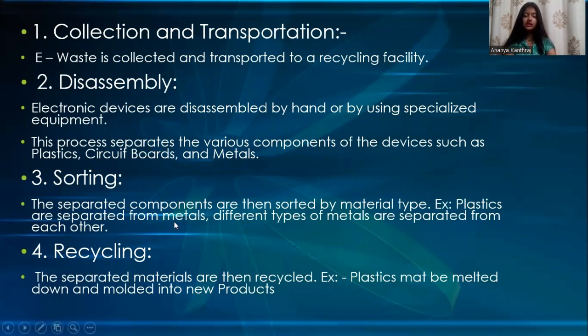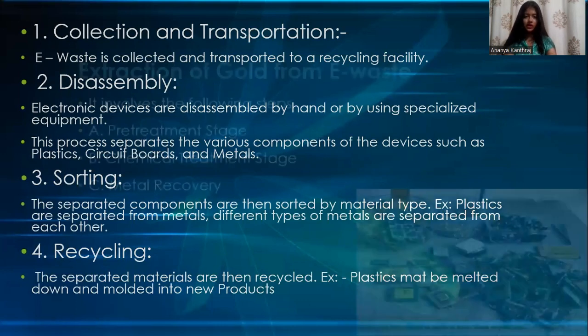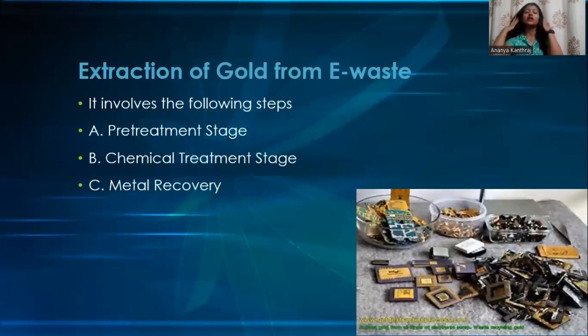Fourth is the recycling method. The separated materials are then recycled. For example, plastics can be melted down and molded into new products. So let us look into the extraction of gold from e-waste. It involves the following steps.